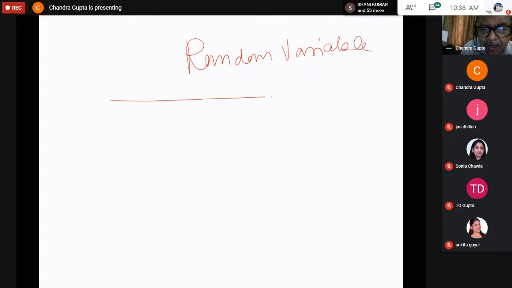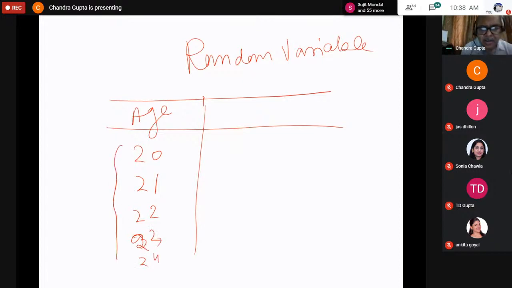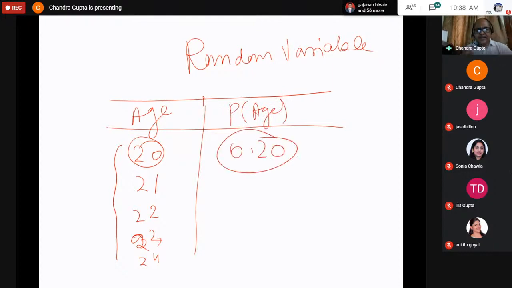Suppose we have selected some sample, right? And we have ages 20, 21, 22, 23, 24. Suppose I have only this data. So I want to know what is the probability that if you select a person from your population, it has an age of 20. So I can assign some probability here, 0.20. So you can say that a person selected having age of 20, its chances are 20%.